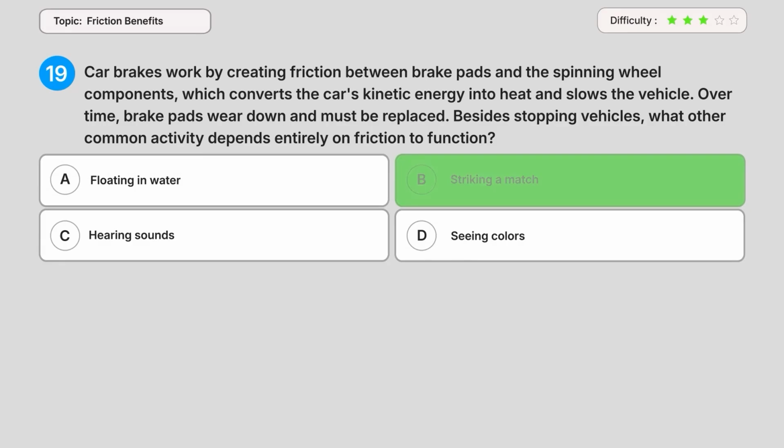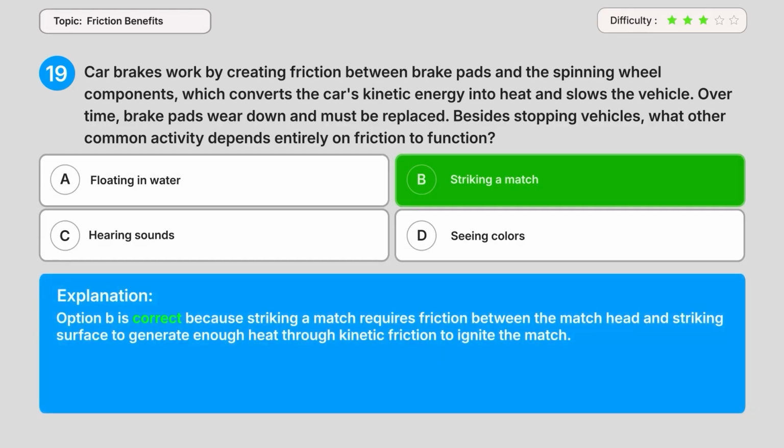Correct answer, B. Striking a match. Explanation. Option B is correct because striking a match requires friction between the match head and striking surface to generate enough heat through kinetic friction to ignite the match.